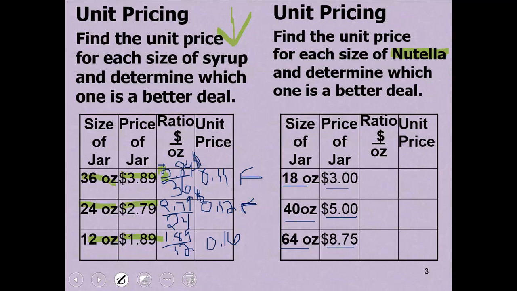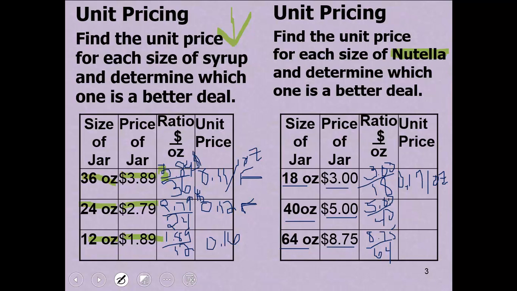So now I'm going to find my unit price by taking the ratio of my dollars, $3 divided by 18. And then this one would be $5 divided by 40. And this one would be $8.75 divided by 64. Grab a calculator. This is 17 cents an ounce per ounce. These are actually per ounce too.